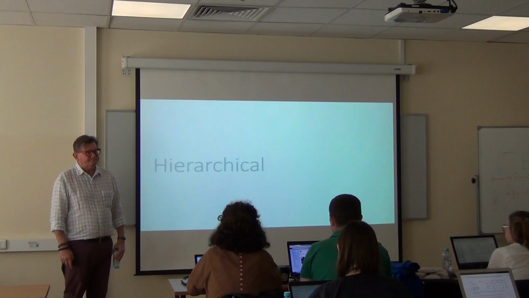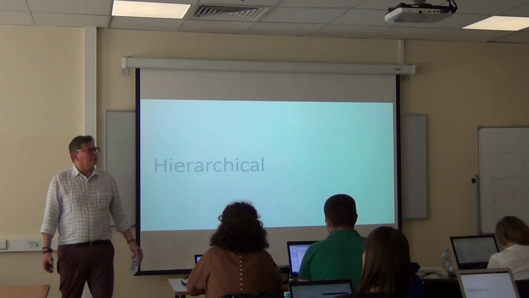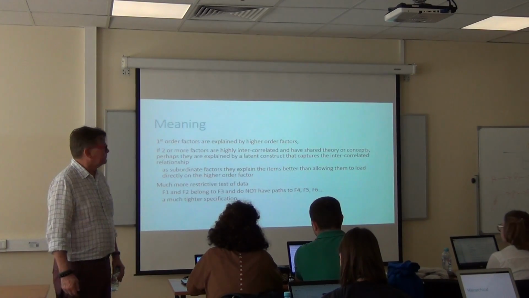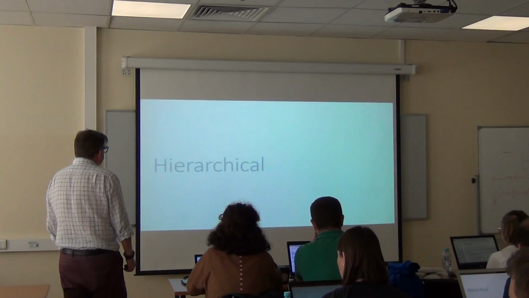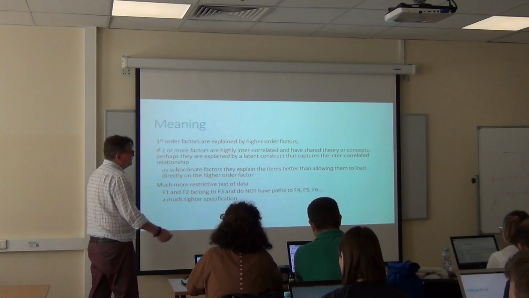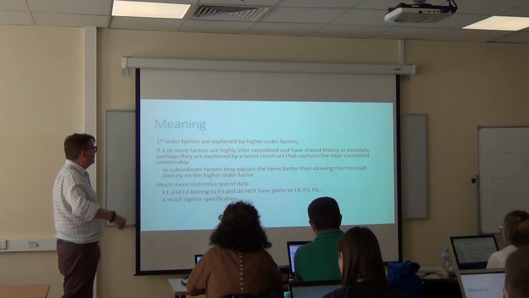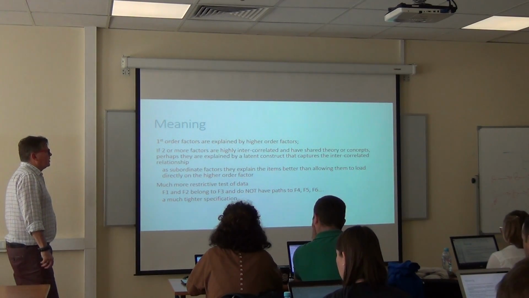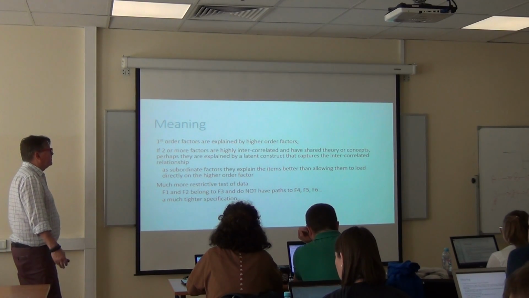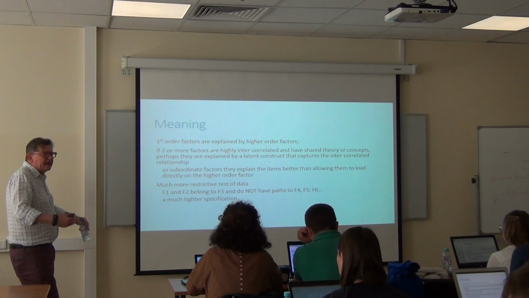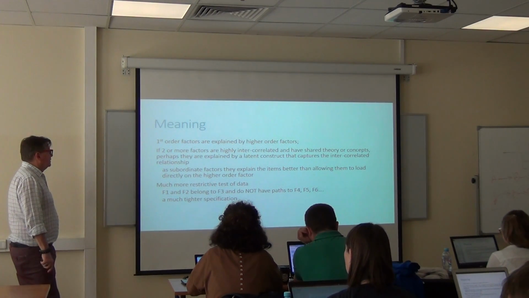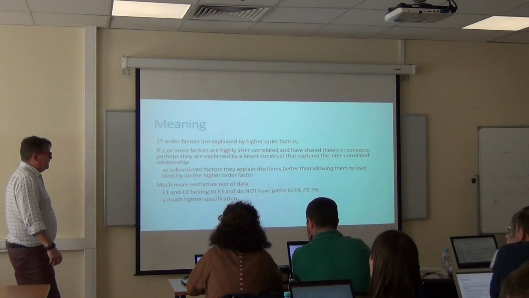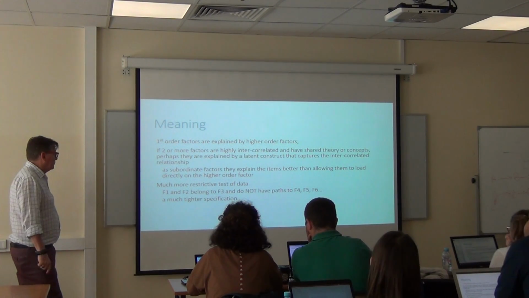All right. So, if you're going to go with a correlated model, test the alternatives. Test your structures. So, this is the hierarchical model. We've seen that. The first order factors are explained by a higher order factor. If 2 or more factors are highly intercorrelated and have shared theory or concepts, perhaps they have something in common. As subordinate factors, they explain the items better than allowing the items to go onto the higher order factor.